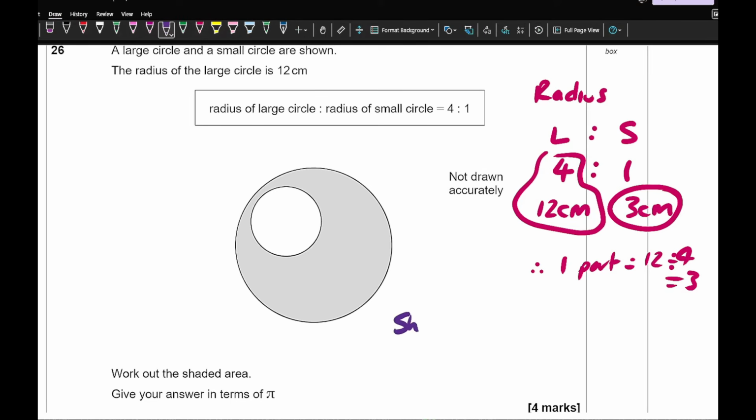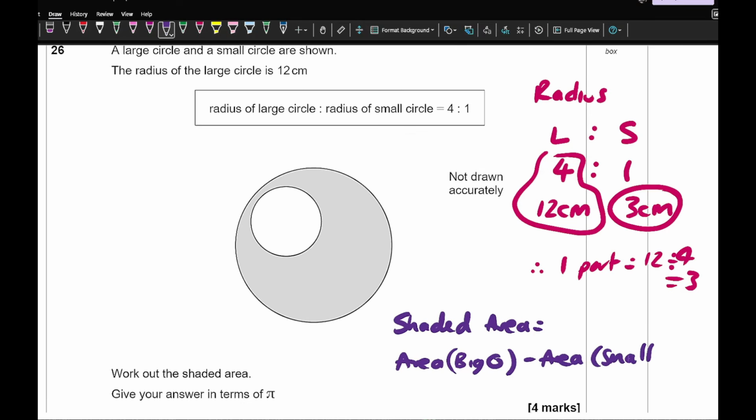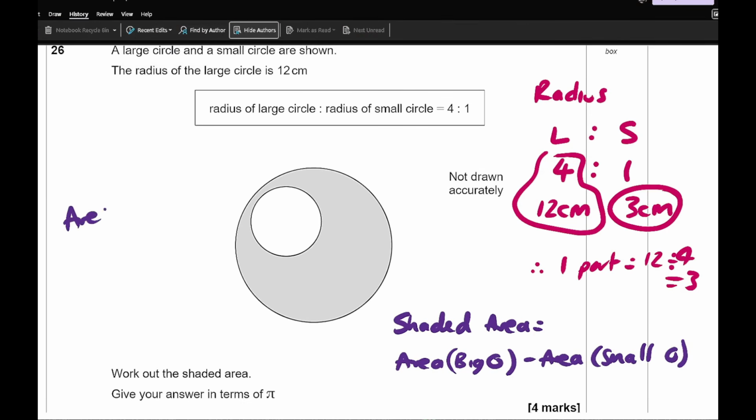Now the shaded area is equal to the area of the big circle minus the area of the small circle. So that's the calculation that we do, and remember that the area of a circle equals pi r squared.